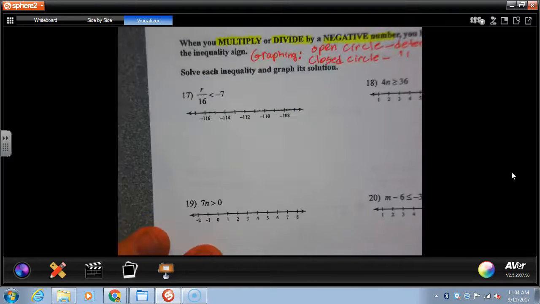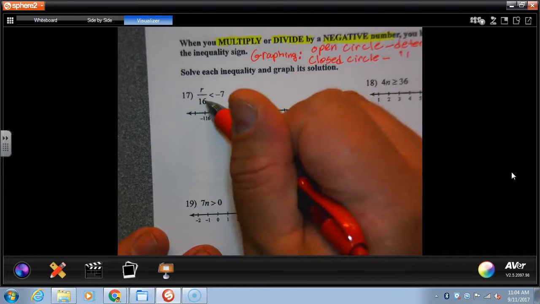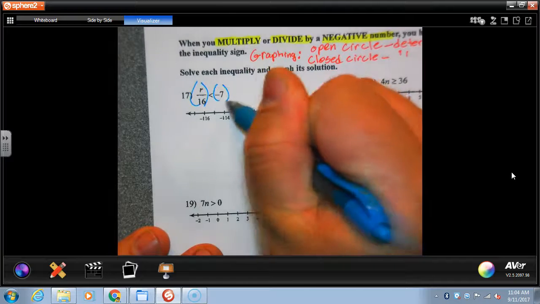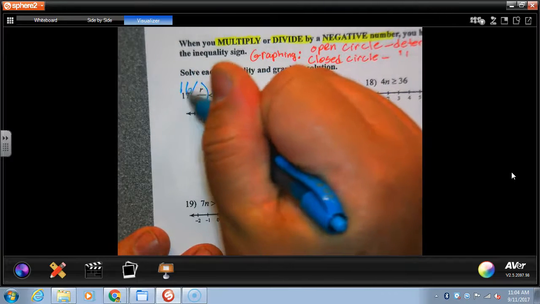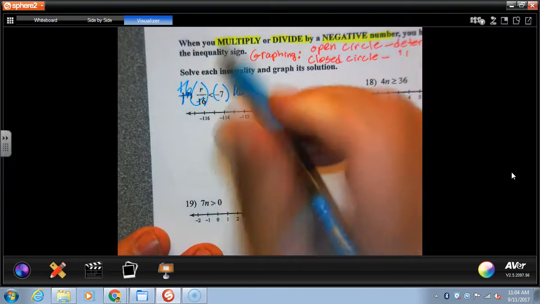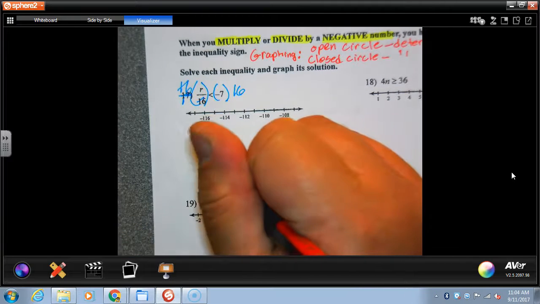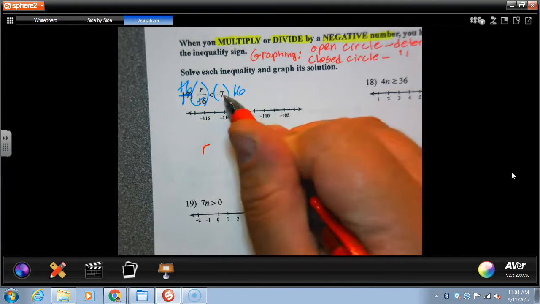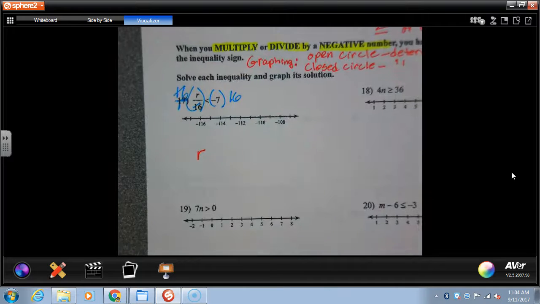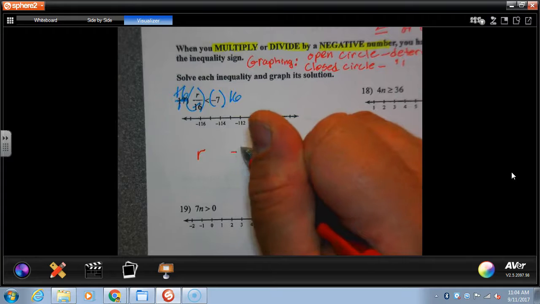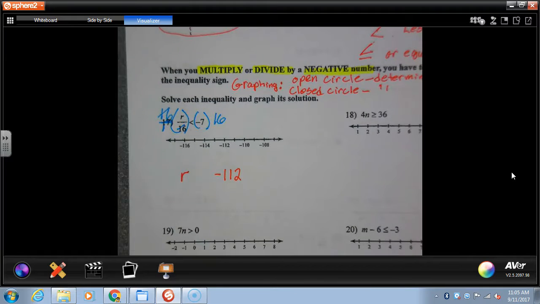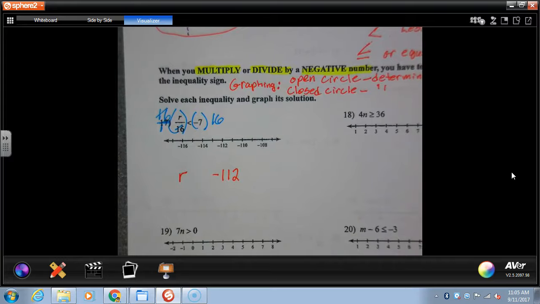Okay? So I'm going to multiply, r is being divided by 16. So I'm going to multiply both sides by 16, or 16 over 1. 16 cancel the 1. 1 times r is r. Negative 7 times 16, what is it? Negative 112. Now, did I multiply or divide by a negative number?